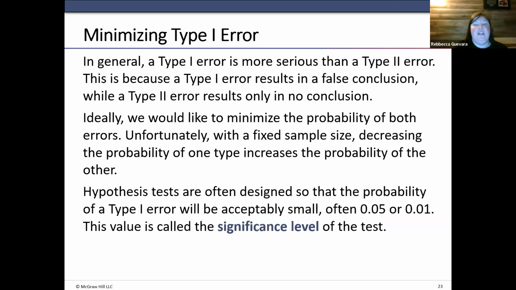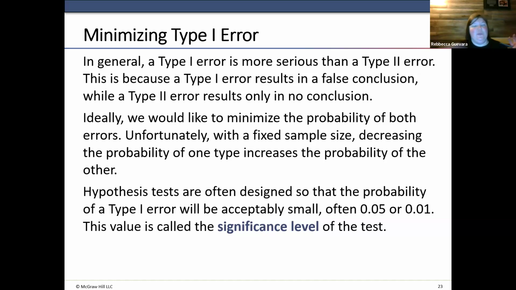Ideally, we would like to minimize the probability of both kinds of errors. Unfortunately, with a fixed sample, decreasing the probability of a type 1 error would increase the probability of your type 2 error. Or if I decrease the probability of the type 2 error, it increases the probability of the type 1 error. So we're kind of stuck that we can't optimize it, is really what it is.